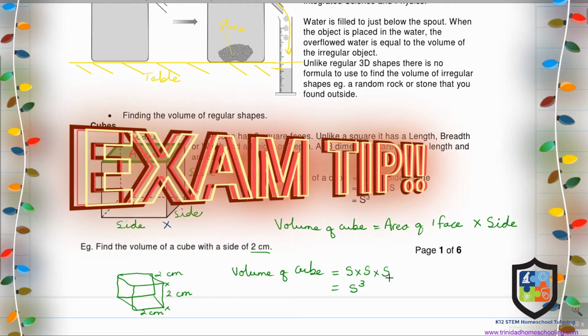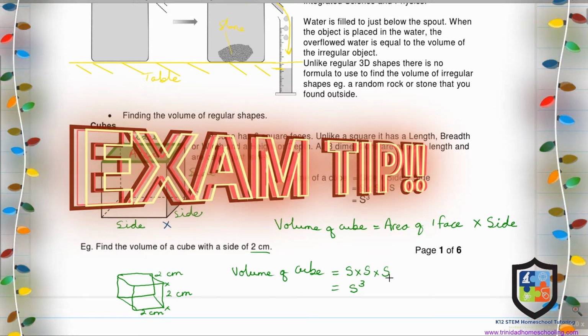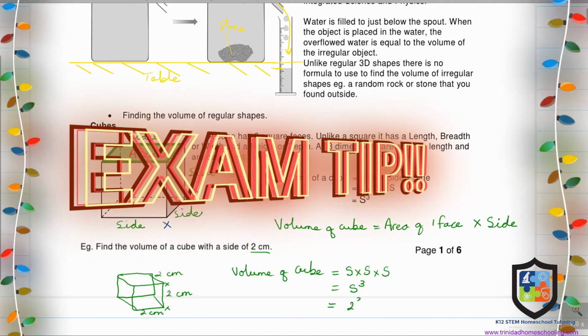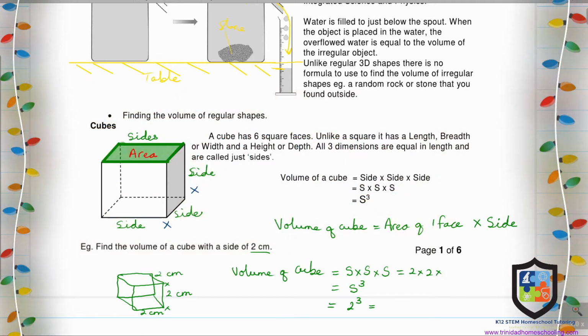Alright? So writing your statements and answering your questions and your formulas are important. Okay? So our side is 2, and we're going to cube that. Or you could write 2 by 2 multiplied by 2, and our answer is 8. Now the units that go with our answer are centimeters cubed, because this was 2 centimeters by 2 centimeters by 2 centimeters, so it's centimeters cubed.